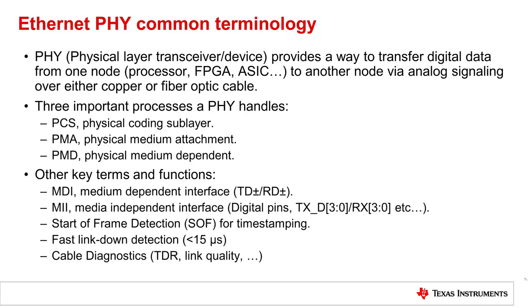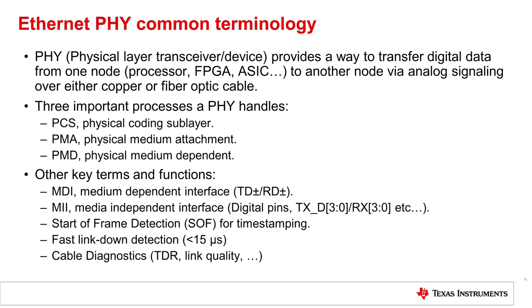A PHY, which stands for Physical Layer Transceiver Device, provides a way to transfer digital data from one node, which could be a processor, an FPGA or an ASIC, to another node via analog signaling over either copper or fiber optic cable. There are three important processes a PHY needs to handle. First of all is the PCS layer, which stands for Physical Coding Sublayer. Then there is the PMA, the Physical Medium Attachment, and last the PMD, which is the Physical Medium Dependent.